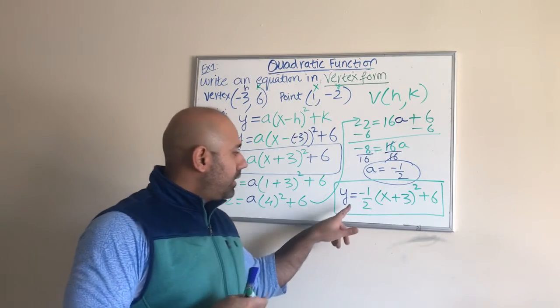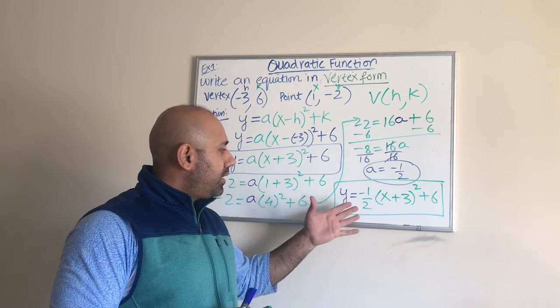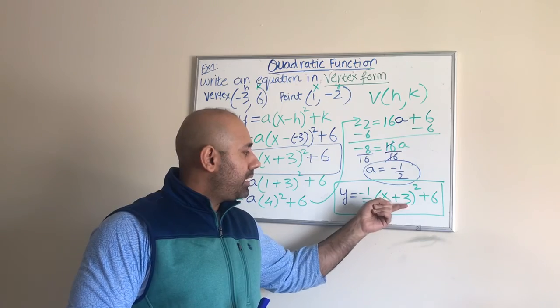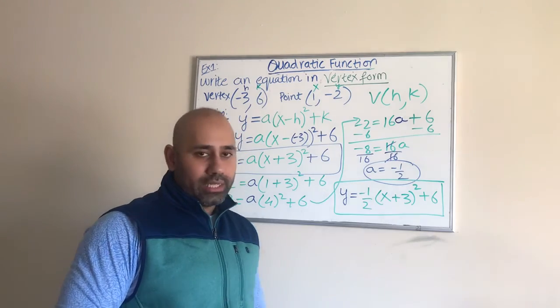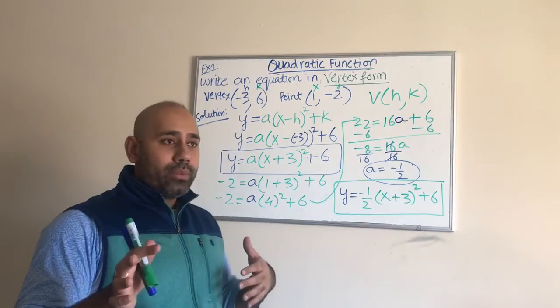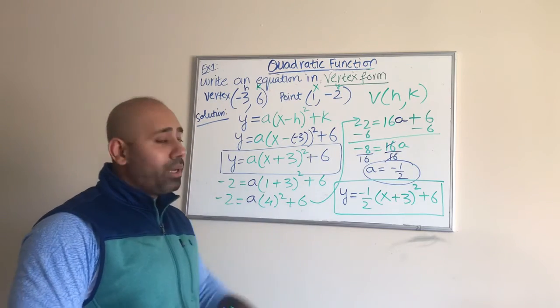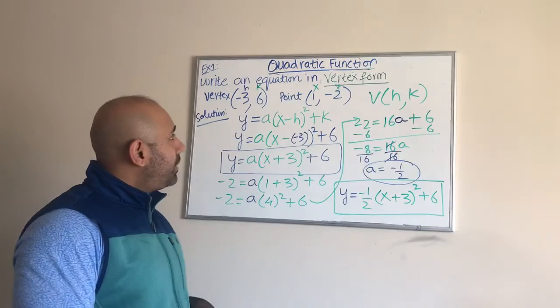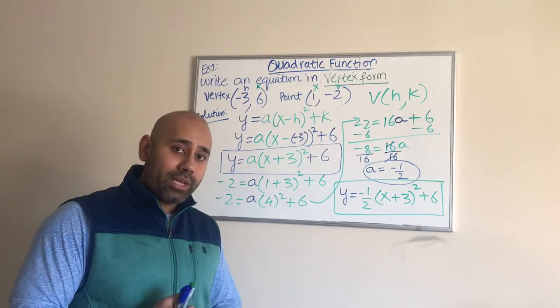Obviously, if you want to convert it into the standard form, you just have to first take care of this piece, then multiply by -1/2 and then add 6 at the end. So you know how to do that as well. But here we just want it in the vertex form, so we already got it in the vertex form. Okay, so that is one other example of writing or modeling a quadratic function.